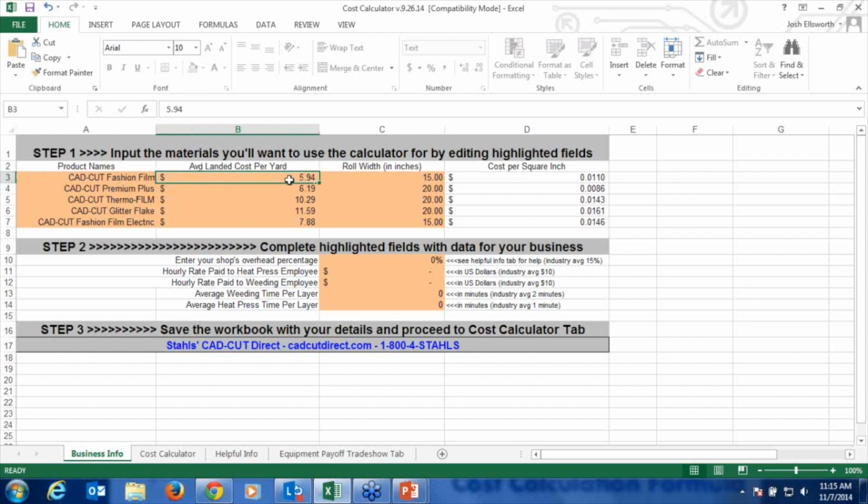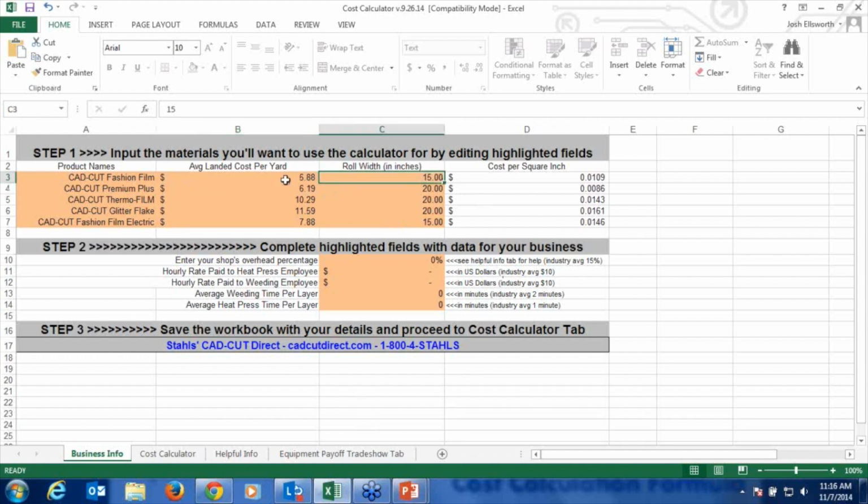When you get this calculator, the average cost per yard that you'll see there is just based on all of the roll increments available, from 1 yard increments to 50 yard increments, and we came up with an average. But I would say you do it specifically for your business, and for the exercise we just did, we know it's going to be 5.88 for fashion film. And if I use glitter and all these other materials, I can figure out the average for that as well.